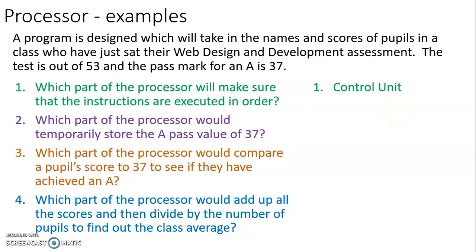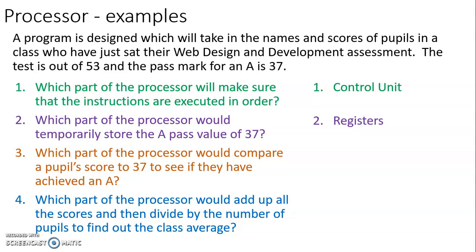Number 2, which part of the processor would temporarily store the A pass value of 37? Temporarily store the A pass value of 37. That's going to be the registers, because they're small temporary storage in the processor.